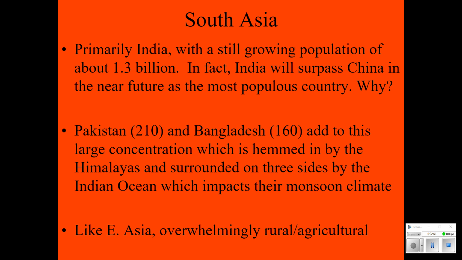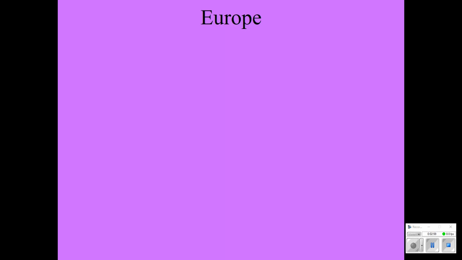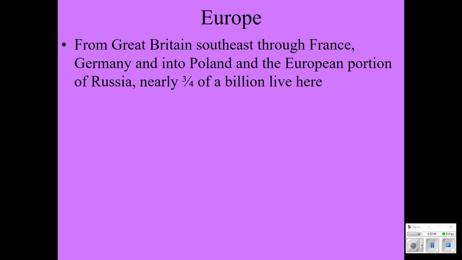Like East Asia, South Asia's population is overwhelmingly rural. A lot of people make their living by agriculture. The third big concentration of people in the world, though, we're going to go to Europe. Altogether, Europe is getting close to 1 billion, somewhere between 750 million, maybe 800 million are living in European countries.